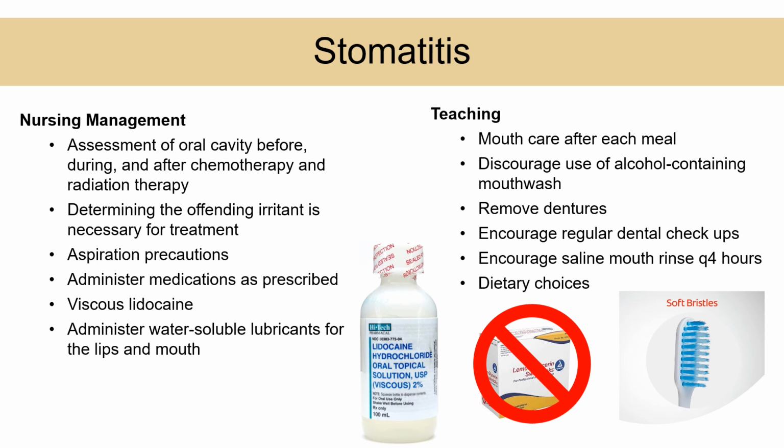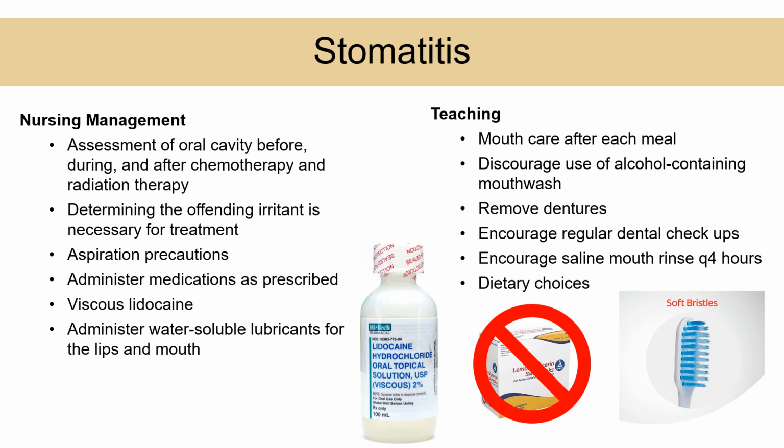They should get regular dental checkups. They can rinse their mouth with salt water every 4 hours. Again, we're thinking to rid the mouth of pathogens. And then dietary choices. So if you have a painful mouth with ulcers, maybe the ulcers are bleeding and they're really bad, then maybe they should not be eating crunchy, hard food. It should be soft food, non-spicy food, things like that.